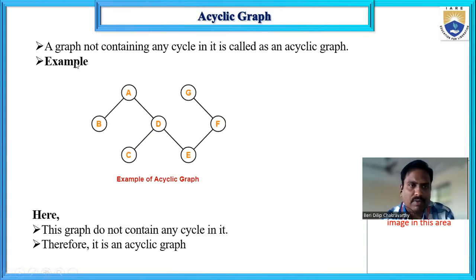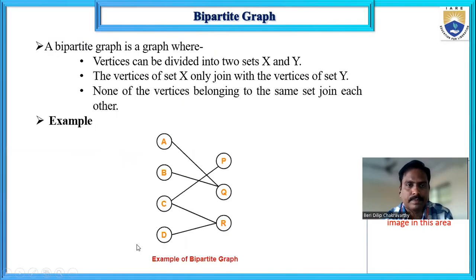Next, acyclic graph: a graph not containing any cycle. If it is not closed, we say it is an acyclic graph. So here there is no edge between B and C. If there were an edge between B and C, we would call it a cycle, but there is no edge between B and C. Similarly, there is no edge between D and G also. So we call it acyclic. This graph does not contain any cycle in it. Therefore, it is an acyclic graph.